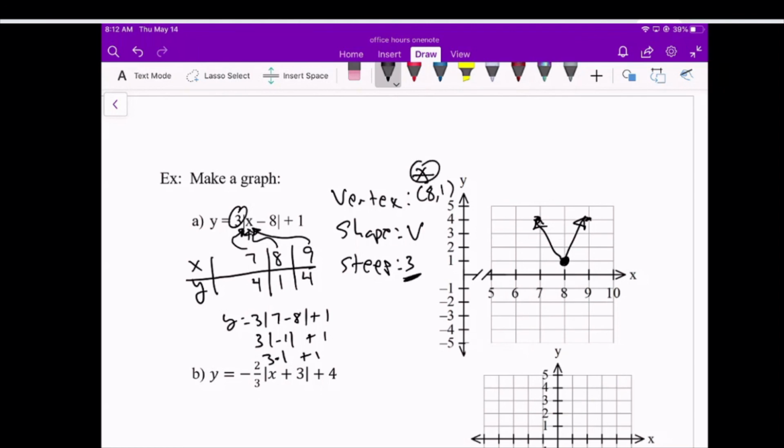I know the steepness is 3, so I would go up 1, 2, 3 over 1, and then up 1, 2, 3 over 1 to the other side, and then plot. So you could get away with doing this without a table as well if you like.